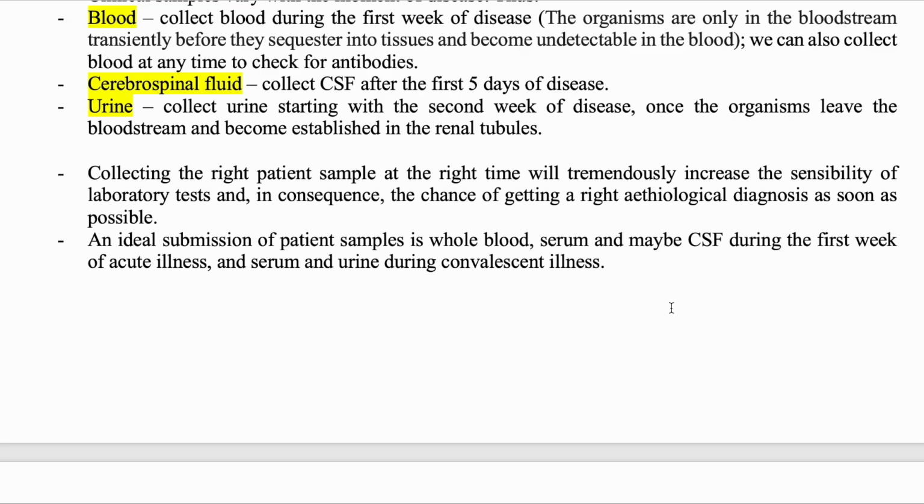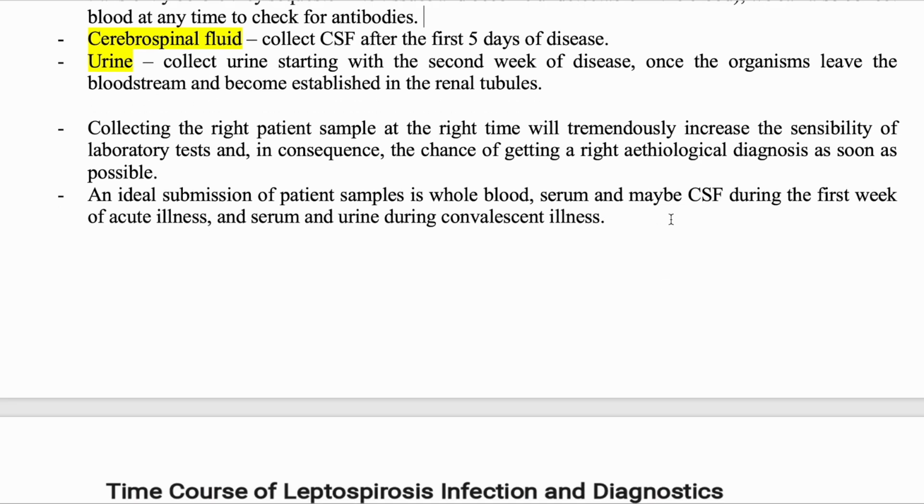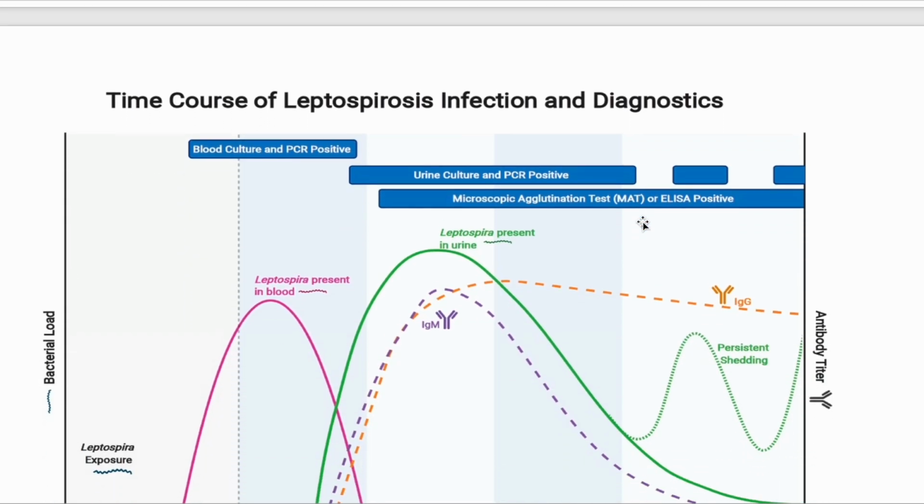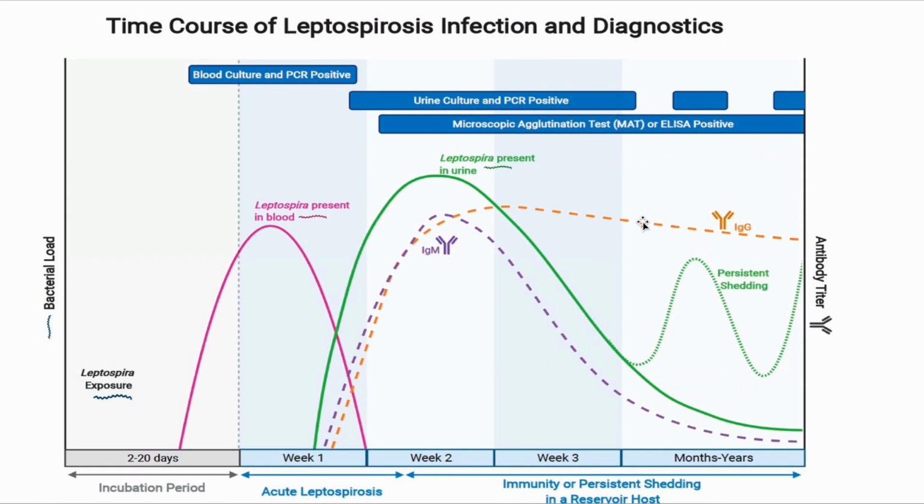Why do you need to know this? Because collecting the right patient sample at the right time will tremendously increase the sensitivity of laboratory tests and, in consequence, your chance of getting a right etiological diagnosis as soon as possible. An ideal submission of patient samples is whole blood, serum and maybe CSF during the first week of acute illness, and serum and urine during convalescent illness.